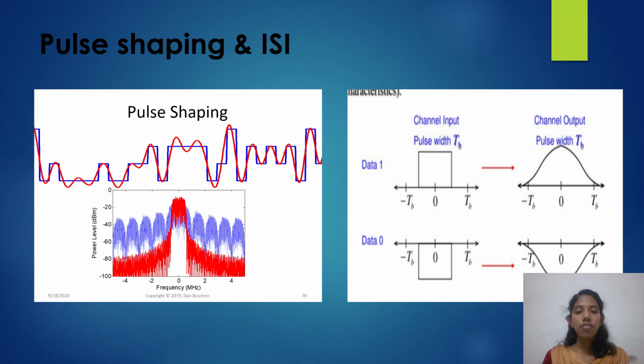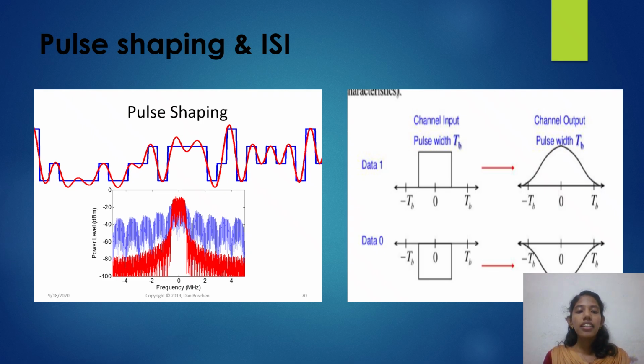The next diagram is for ISI, channel input and output. On the left side, the top two boxes show the input pulses. Each pulse has a fixed width. These are ideal short rectangular pulses, easy to send but not smooth.